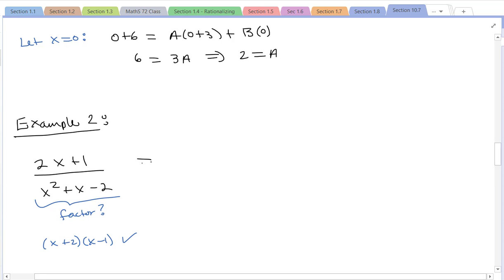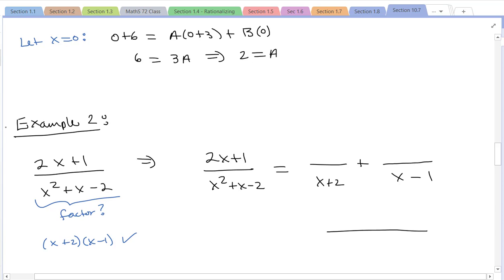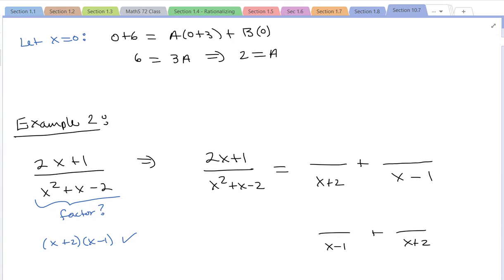So I can go ahead and write my partial fraction decomposition. 2x plus 1 over x squared plus x minus 2 is going to equal, it has two factors, so I'm going to have two fractions: x plus 2 and x minus 1. By the way, if you end up writing x minus 1 first and then x plus 2 second, that's fine. The constants that we get on the numerator are going to match up. Whatever answer goes on top of x minus 1 is what you're going to get on top of your x minus 1. It doesn't matter which factor you write first.